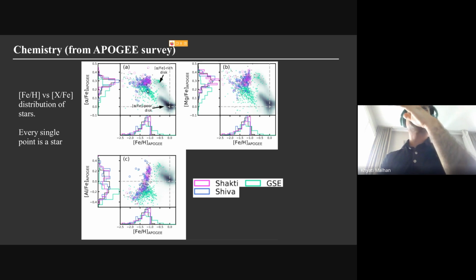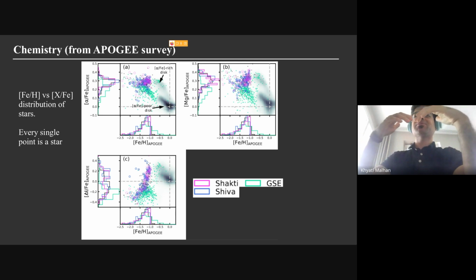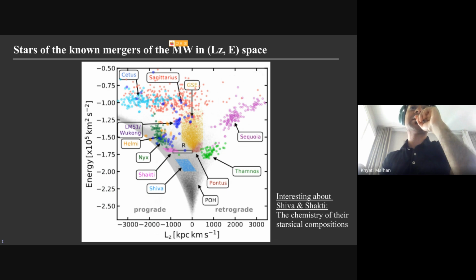And then this is similar. Similarly, we see it. This was in the alpha elements. This is something we see in magnesium elements and aluminium elements and so on. So this kind of suggests that Shakti and Shiva had quite an interesting chemical evolution of stars that took place in Shiva and Shakti.